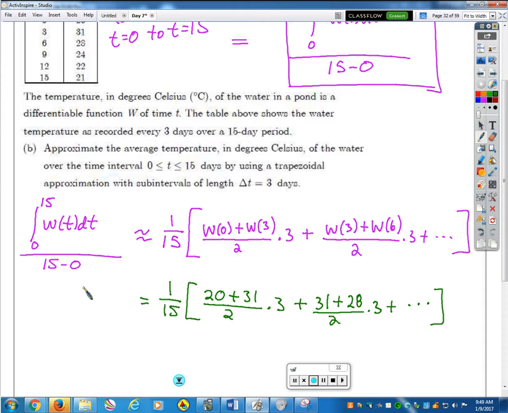2 points. When can you tell when you have to divide the whole integral by the endpoint minus the start point? I can never say the word always, because I don't want to fool you.